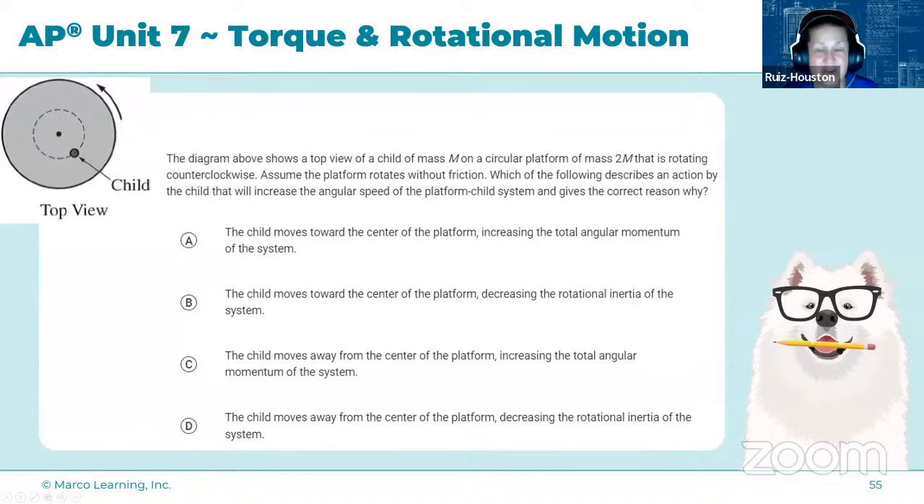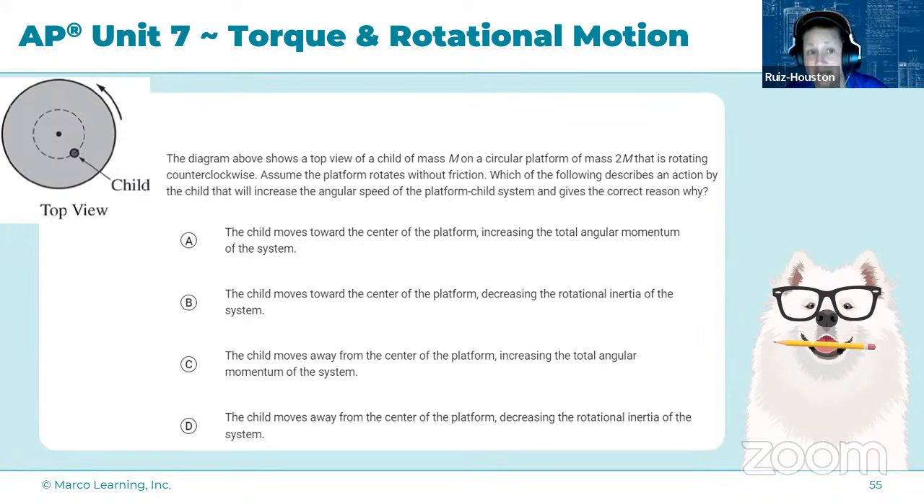Now, let's try this one. Okay, we've got a diagram, and notice they're telling us we're looking at it from above. So we're looking down at it. Sometimes they tell you you're looking from the side, but here they're specifically saying you're looking down on it. A kid of mass m is on this platform or merry-go-round, and the merry-go-round's like 2m, and it's going counterclockwise. Remember, counterclockwise is like a unit circle. That's going to be positive.